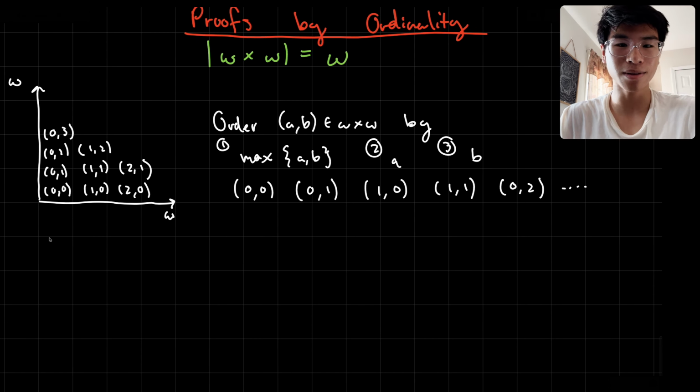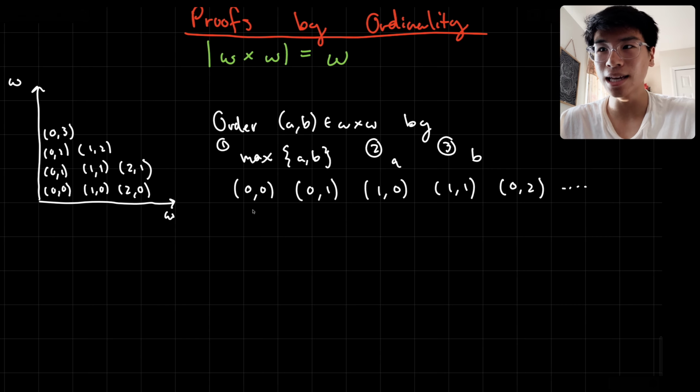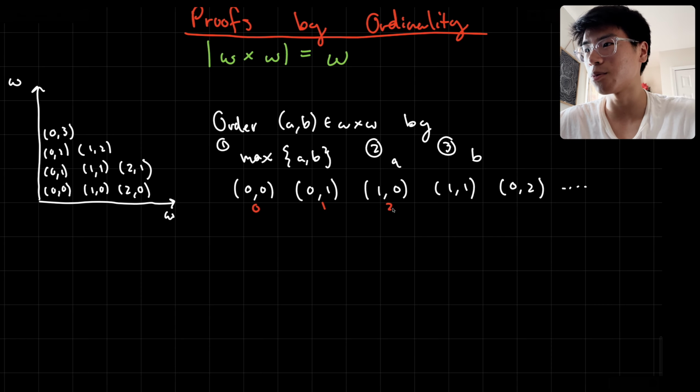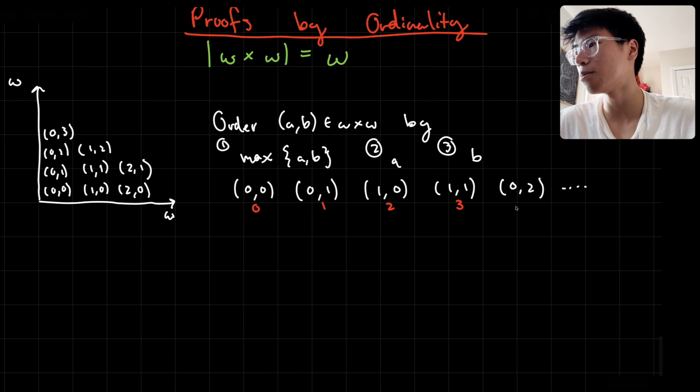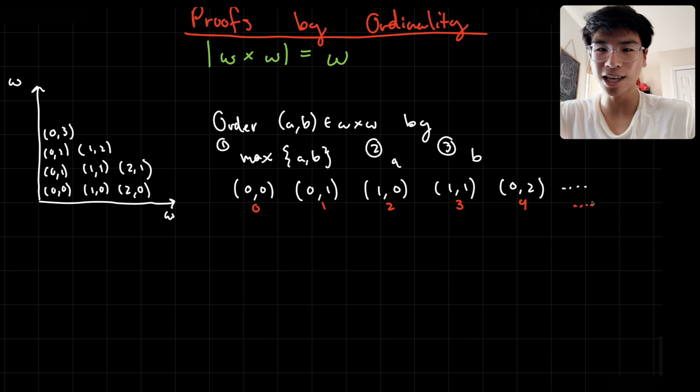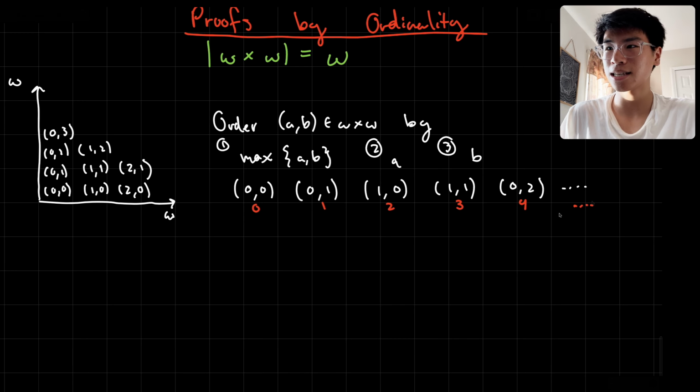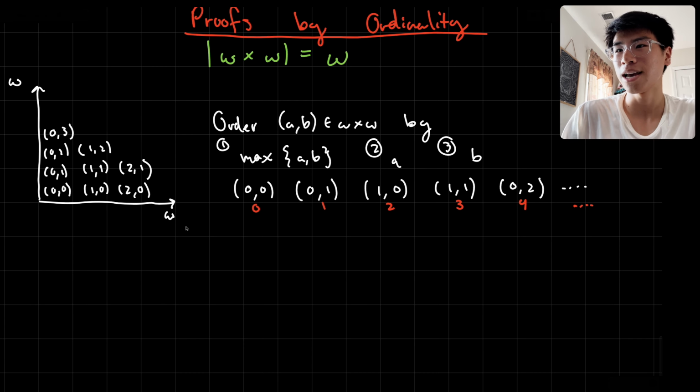And the great thing about this ordering is that we can actually label all the elements of omega crossed with omega in some order. We could label the first element 0, the second element 1, the third element 2, and so on. And if you notice, if we keep labeling things like this, it looks like they will form an ordinal number. And that's exactly what we've done.